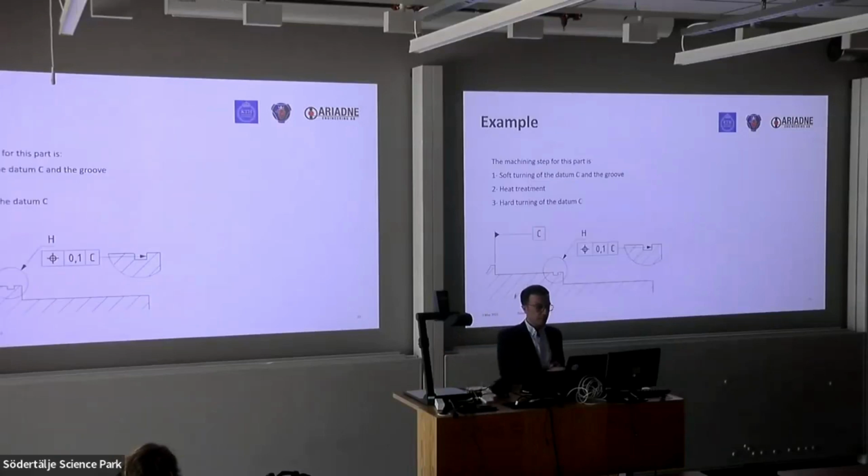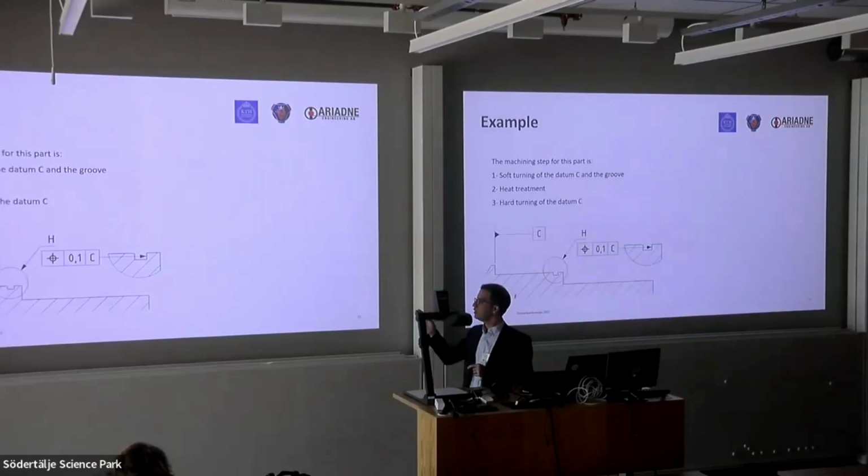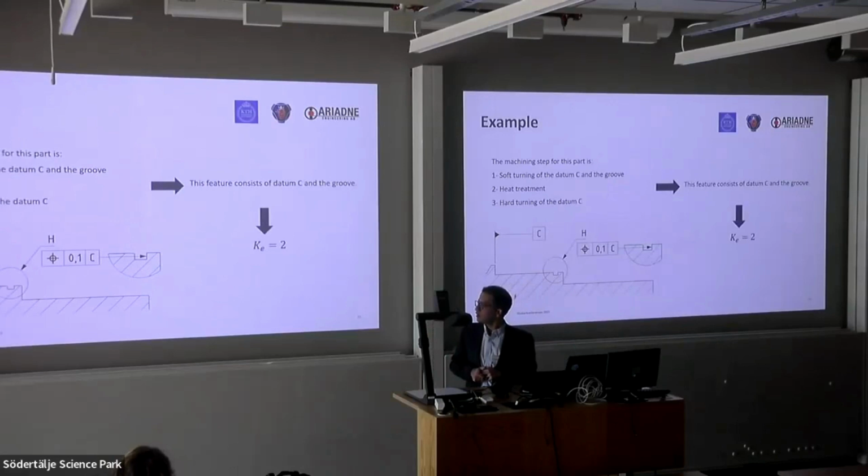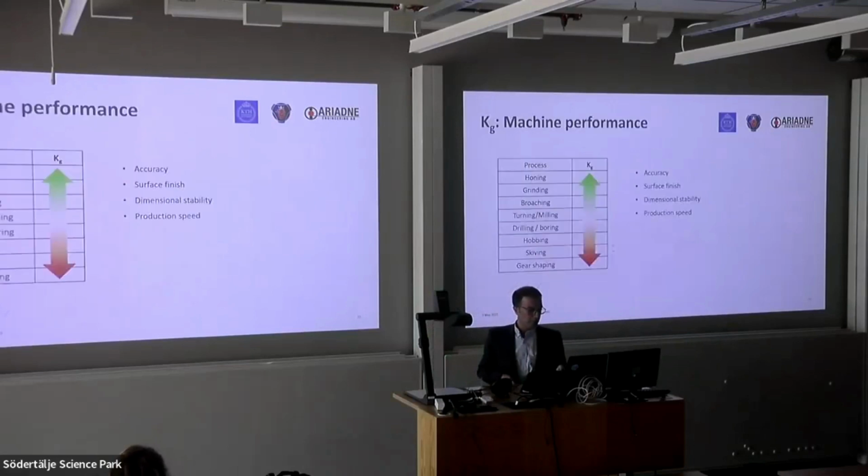For example, when we have this requirement, our feature is this groove and this surface, and if our setup steps are soft turning of both, then heat treatment, and just hard turning of the reference, then we have to assign these parameters in our calculation, because the heat treatment will affect this requirement.